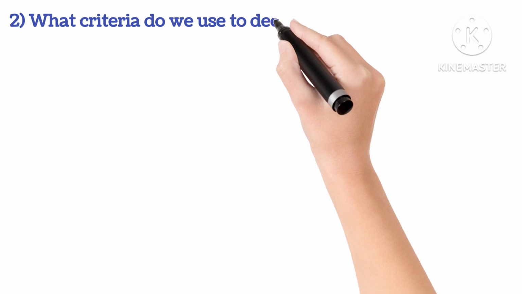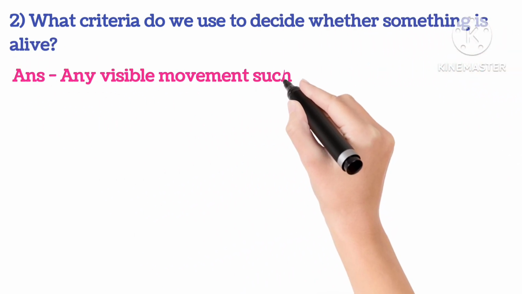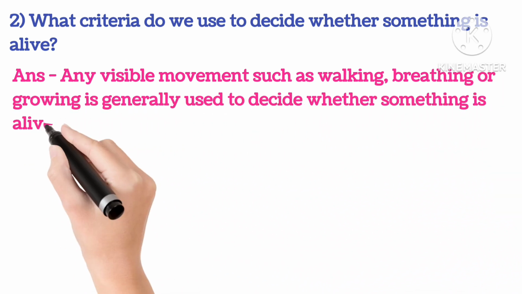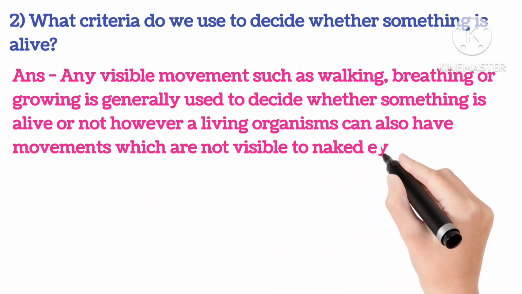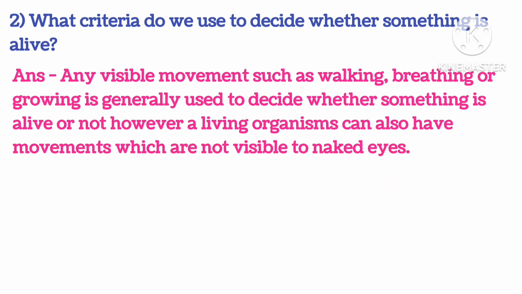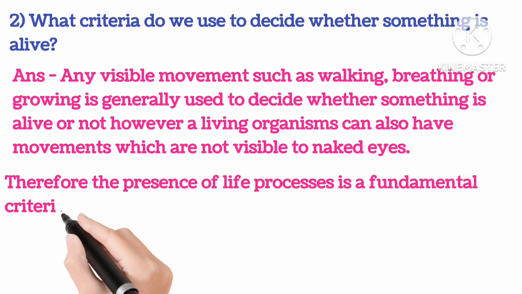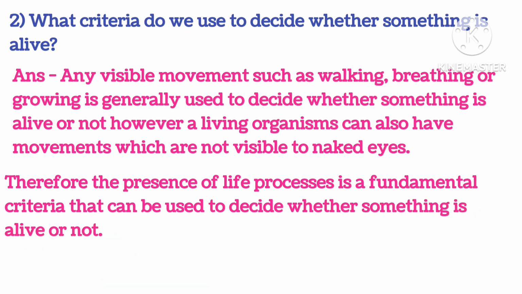2. What criteria do we use to decide whether something is alive? Any visible movement such as walking, breathing or growing is generally used to decide whether something is alive or not. However, a living organism can also have movements which are not visible to the naked eye. Therefore, the presence of life processes is the fundamental criterion that can be used to decide whether something is alive or not.